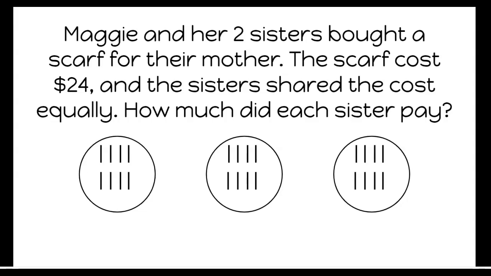Now I've got 24 marks, and now I just count how many in each group. Well, I can see there is 8 in each group. So I took 24, I divided it into 3 equal parts for Maggie and her two sisters, and there was $8 each. So my sentence would be 24 divided by 3 equals 8. So when I know the total and I'm breaking it apart into groups, that's when we divide.